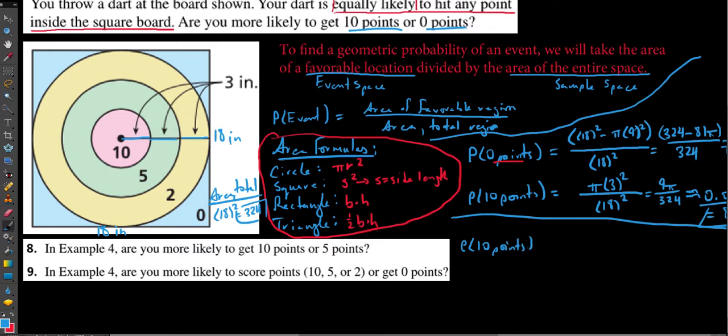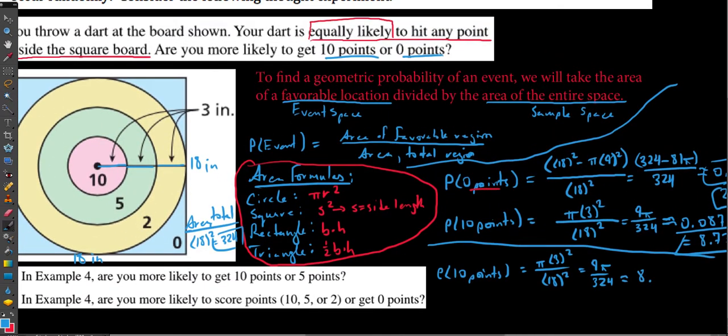Thing is, we just kind of evaluated this here, but I do want to reconstruct this. It would be out of the total area here, we need the area of the 10 point region, which is a circle of radius 3. So here's our 9 pi out of 324, which we discovered was about an 8.73% chance of occurring.